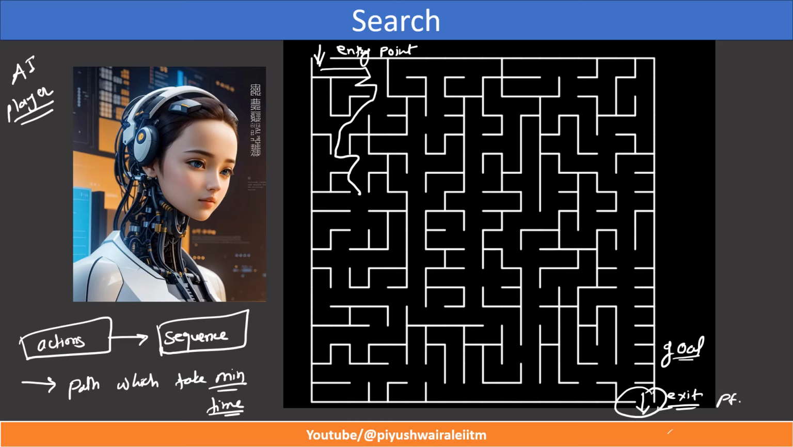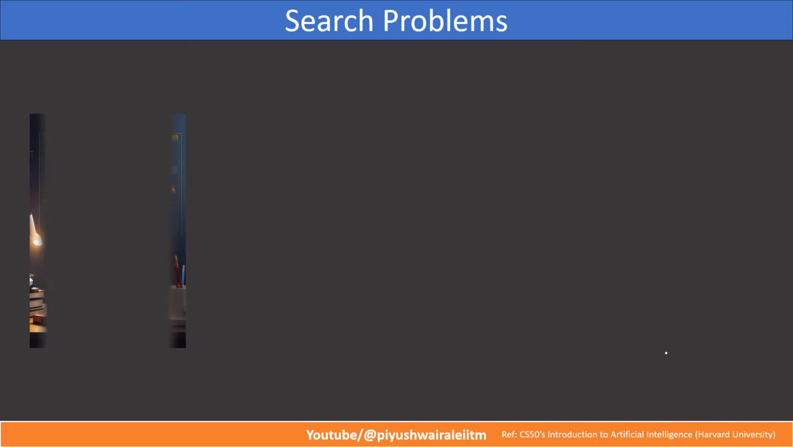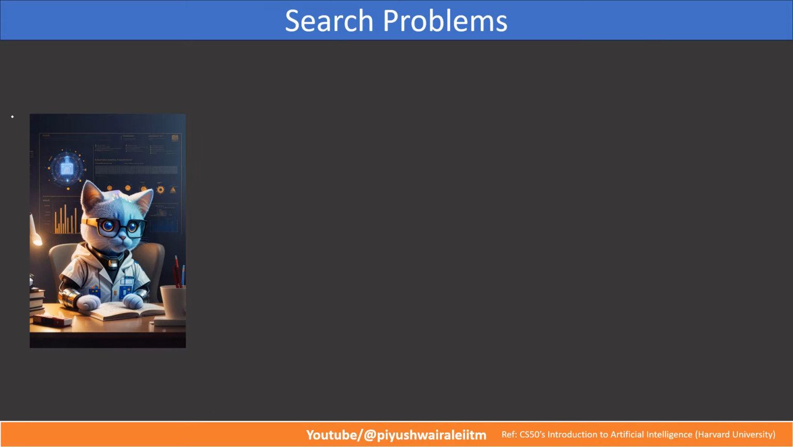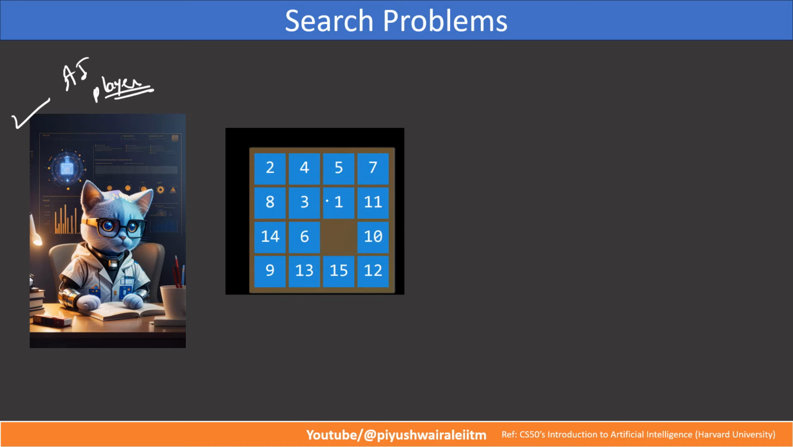Okay, so now let us take one search problem here. Here also we have this beautiful AI player. Now she is playing a puzzle game. We have already played this game, it's a 15 puzzle game. We have to shift these tiles up, down, left, right, like this. So we have to convert this particular state into a required output.